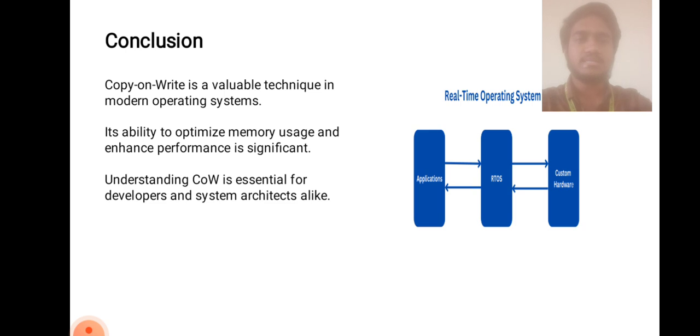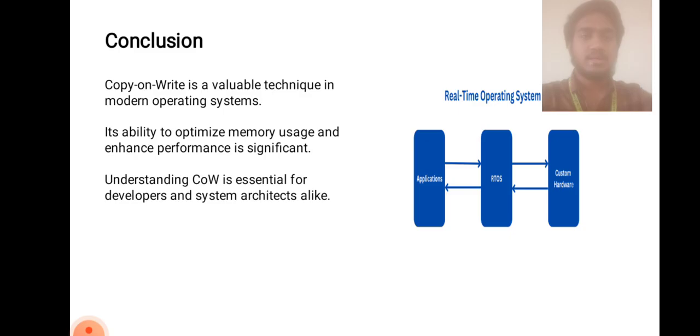Main data structures involved in copy-on-write. The ability to optimize memory usage is significant. It is very easy to use copy-on-write for faster data sending and receiving. Understanding copy-on-write helps developers do projects very quickly.